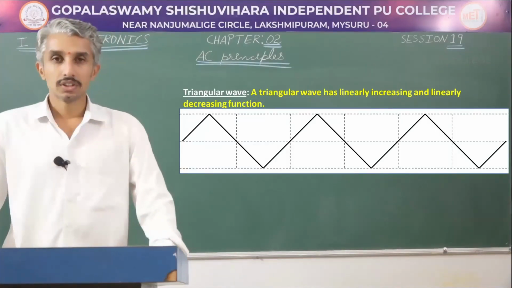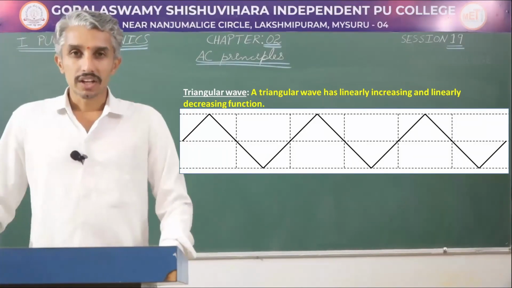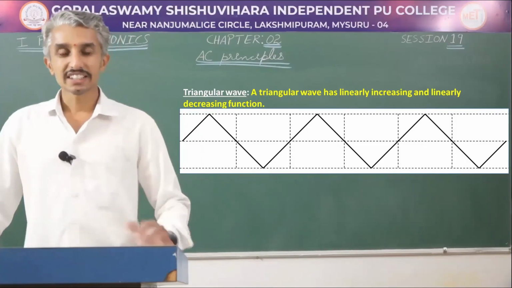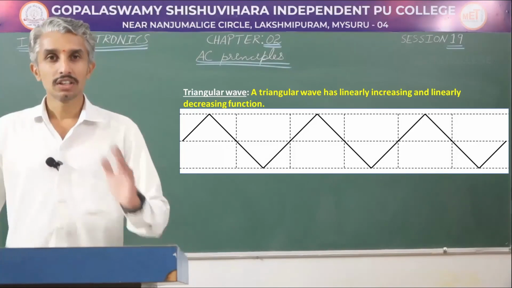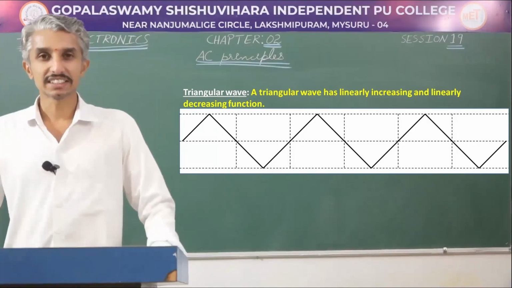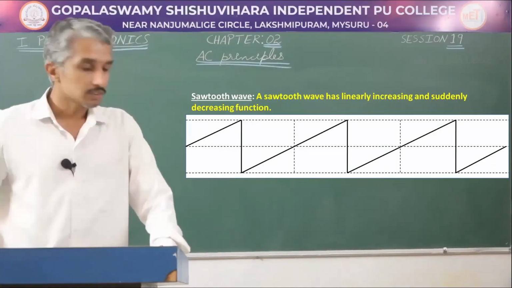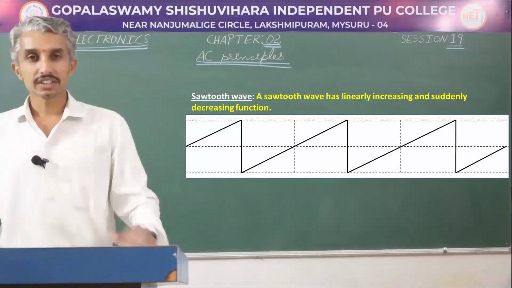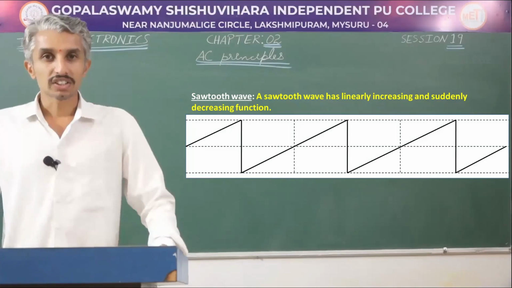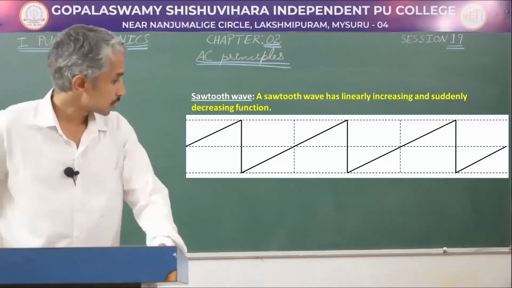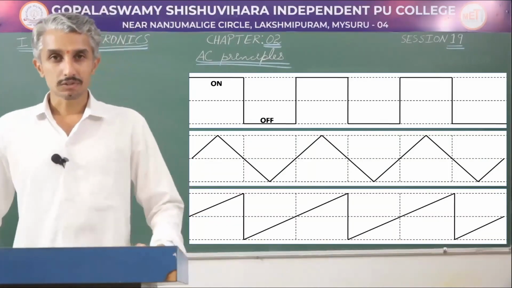Next, the triangular wave. You see the shape of the wave is triangular, where there is a linear increase and linear decrease in the value of the current. Linear in the sense of a straight increase and a straight decrease. Next, the sawtooth wave, where there is a linear increase and a sudden decrease to 0. It resembles the teeth of a saw that we use to cut wood, so it is called a sawtooth wave. These are the different types of alternating waveforms.